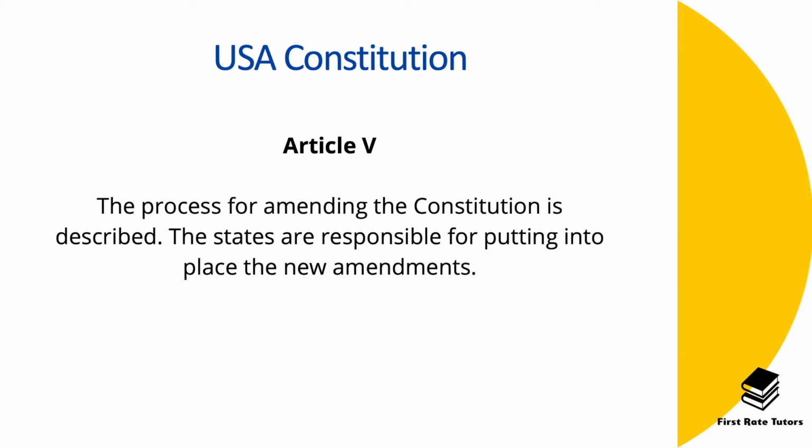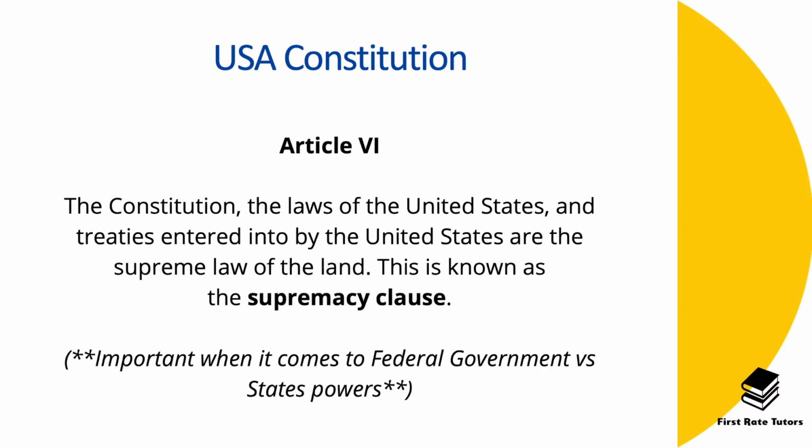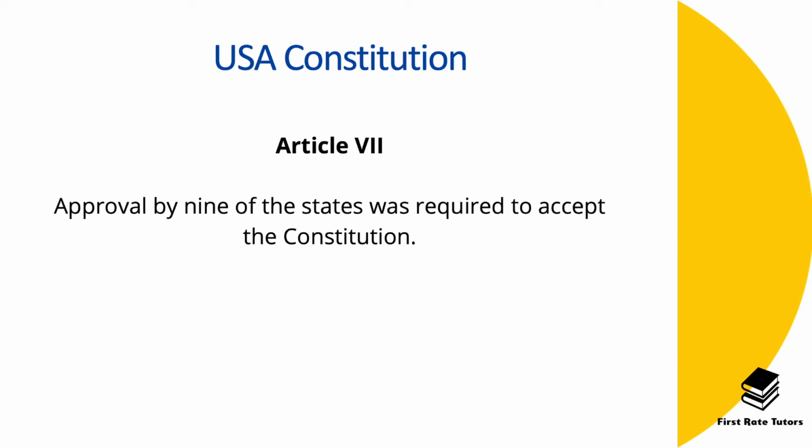Now, Article 5 outlines the process to take when amending the Constitution, and all states are responsible for putting into place the new amendments. Now, in Article 6, the Constitution, the laws of the US, and treaties entered into by the US are the supreme law of the land. And this is really important and known as the Supremacy Clause. This is really important when it comes to federal government versus state powers, which I'm going to talk about slightly later on. Now, Article 7 outlines that the approval by 9 of the states was required to accept the Constitution.